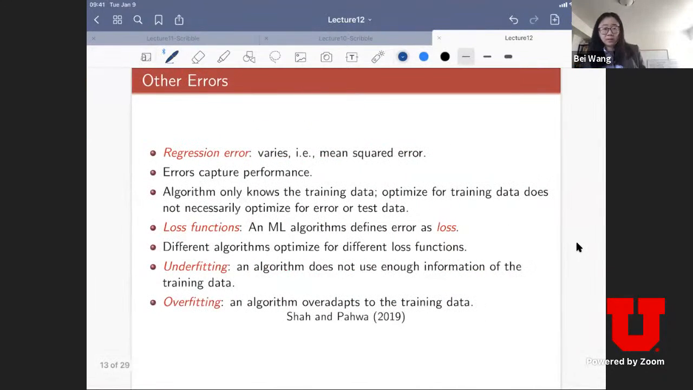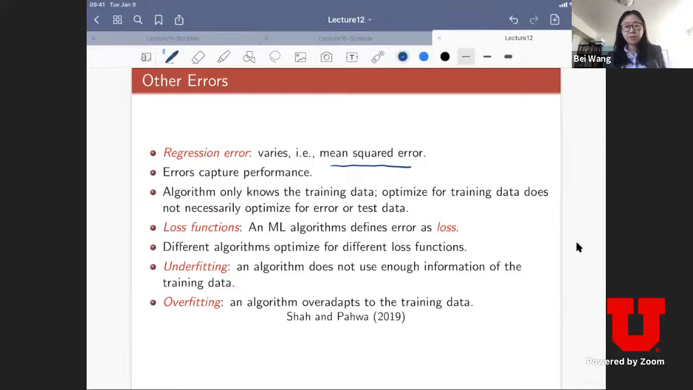The next one are the other types of errors. Regression error is to say how far away I am from the decision boundary, and the most common ones are things like mean squared error. Errors in machine learning often capture performance. The algorithm usually only knows the training data, so if I just optimize my model or my algorithm for the training data, it does not guarantee that I'm going to optimize the error for the test data.